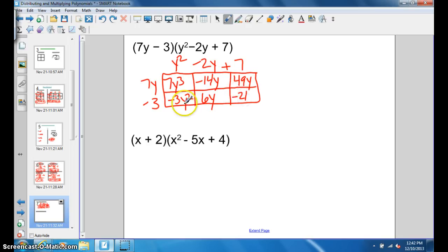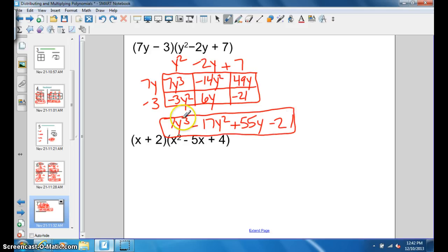So once again, collect like terms in our diagonals. We get 7y cubed, we get negative 3y squared and negative 4y squared, and we get negative 17y squared, and 49 plus 6 is 55y minus 21. So that's our final answer there.